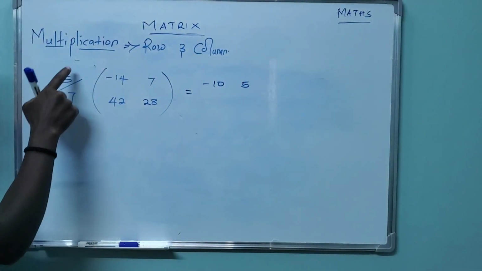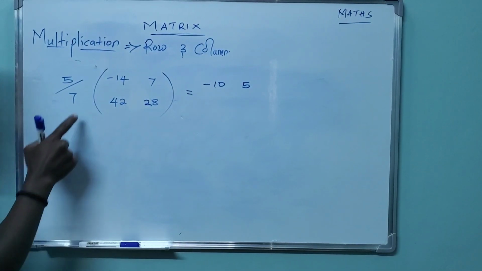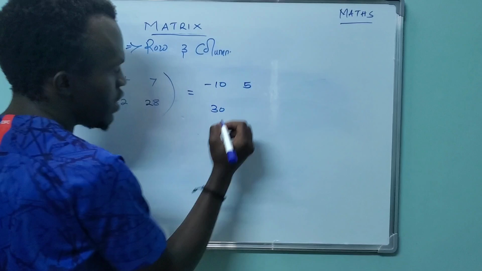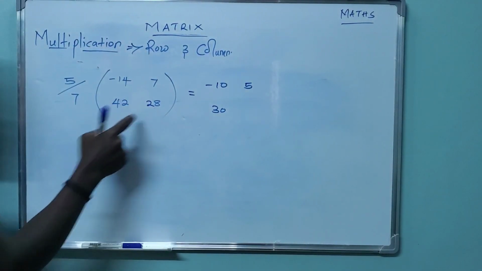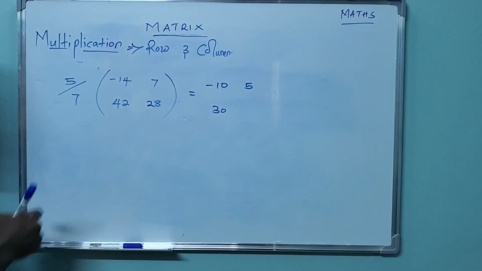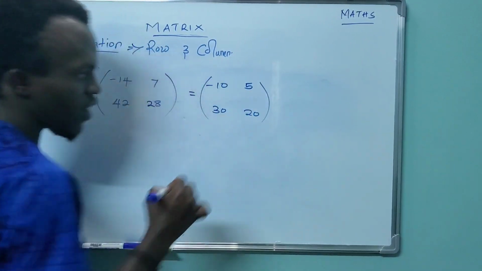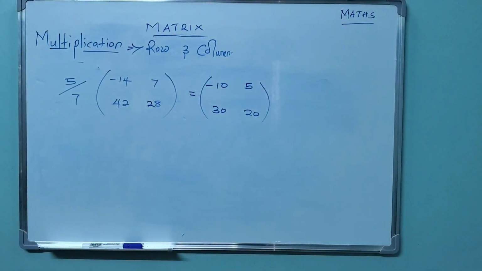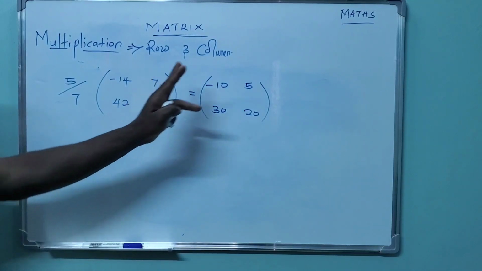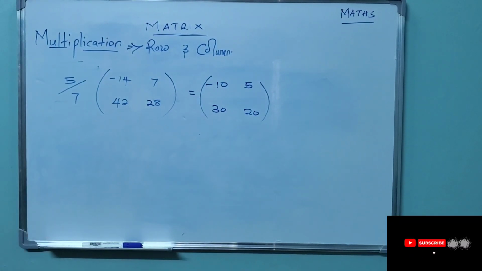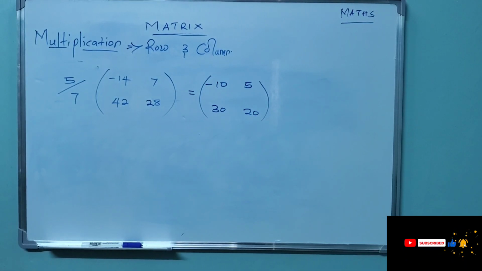Then we're going to have here 5 over 7 multiplied by 42. 7 goes into 42 6 times. 6 times 5, that is going to be 30. Then 5 over 7 multiplied by 28. 7 goes into 28 4 times. 4 times 5, that is going to be 20. And that is our matrix. So we've multiplied a number and a matrix to get that specific matrix. That is another multiplication of matrices that we can have.